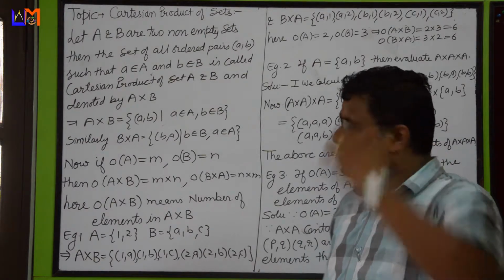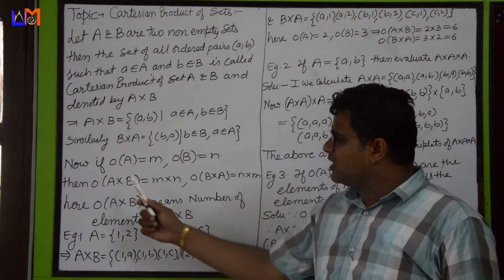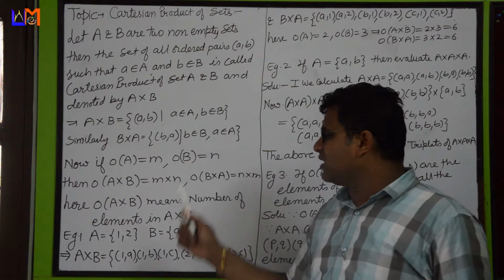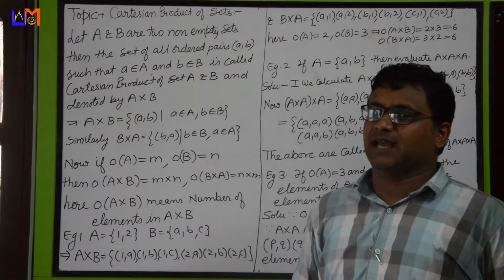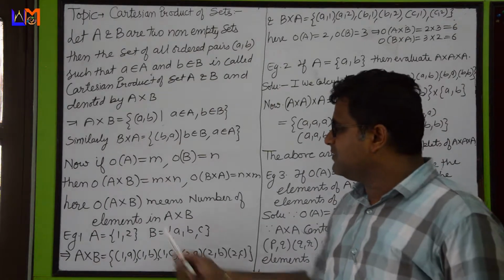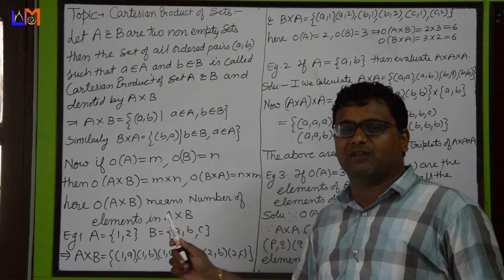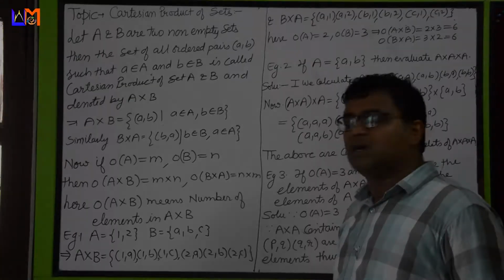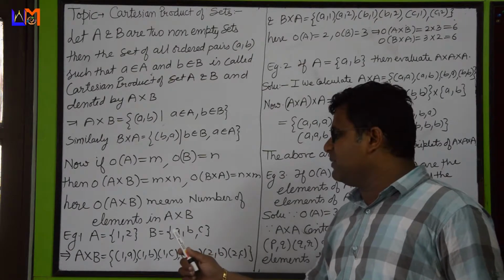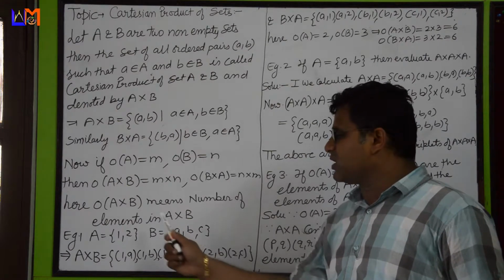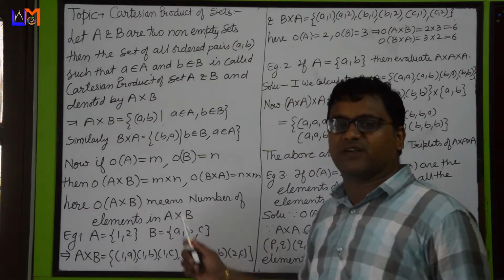Now I want to tell you one more thing. What is the order of A cross B? If the order of set A is m and the order of set B is n, means set A contains m elements and set B contains n elements, then the order of A cross B or order of B cross A will be the product of those numbers. Order of A cross B means the number of elements in A cross B.